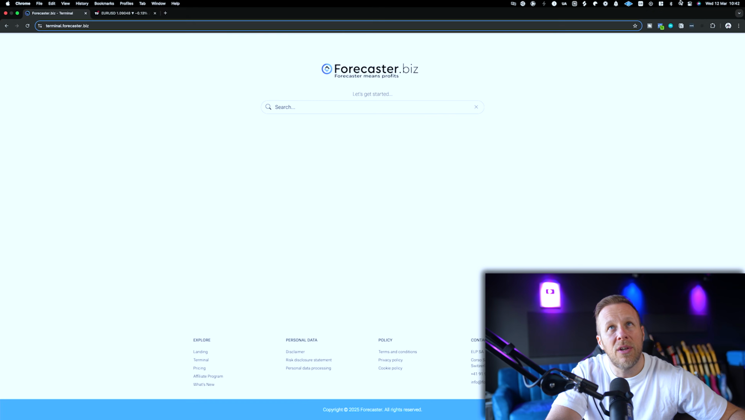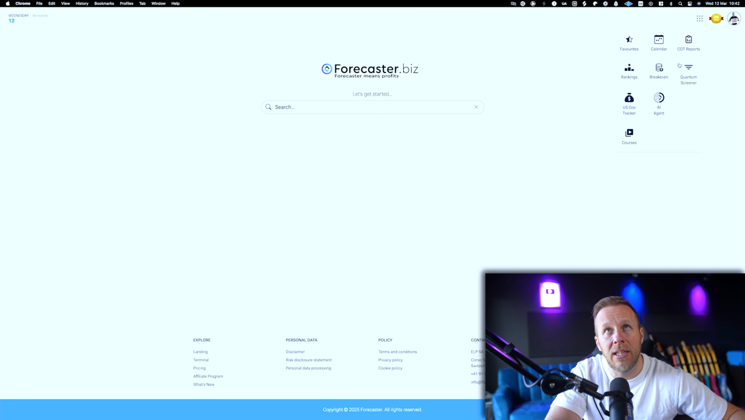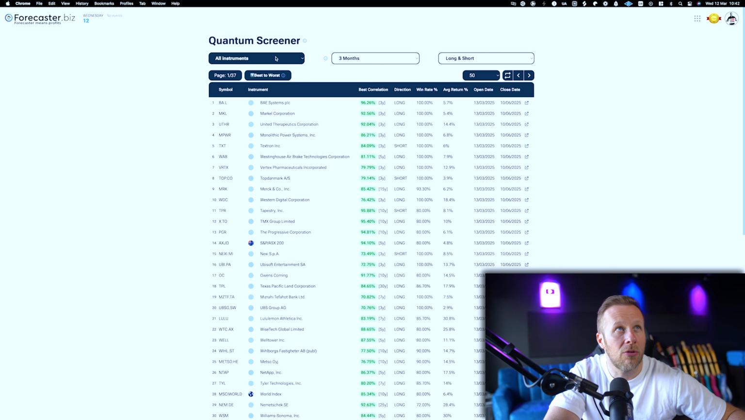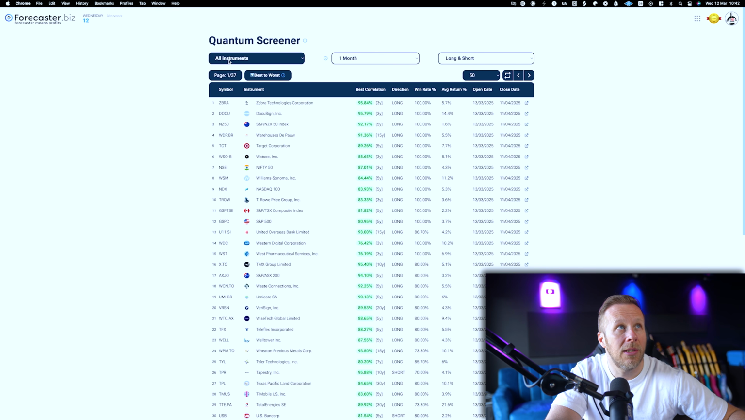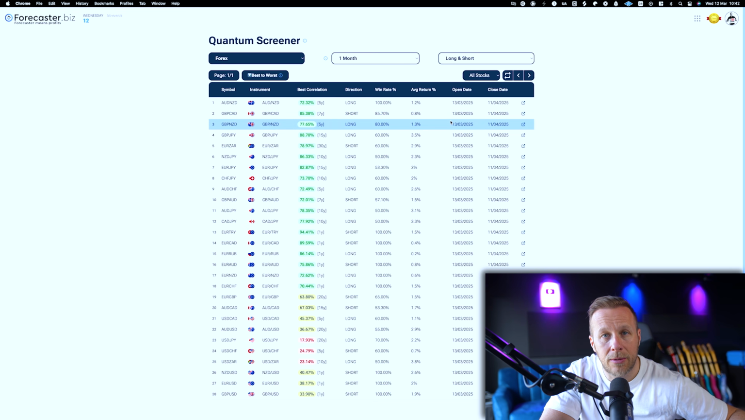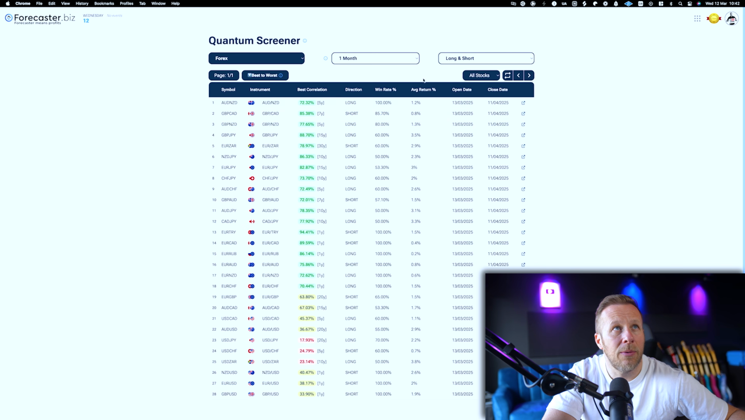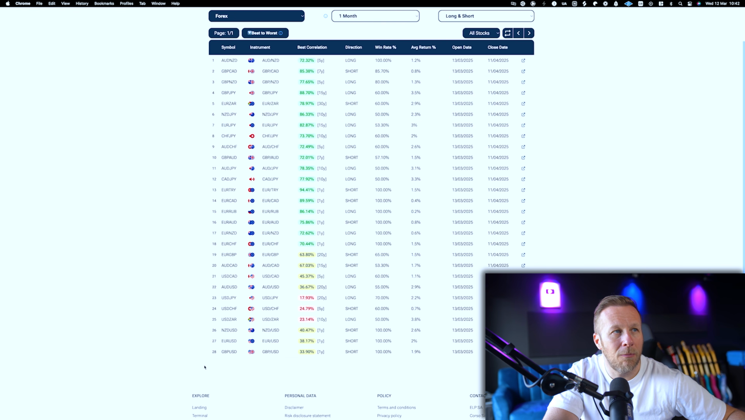So let's first of all go over to the euro dollar. I'm going to go to the quantum screener, set it to 1 month because I'm looking for a short time horizon, and I'm looking at the Forex market. You can see we've got some great ones up here, but right down the bottom is the euro dollar. It does say short, and it says 100% win rate.